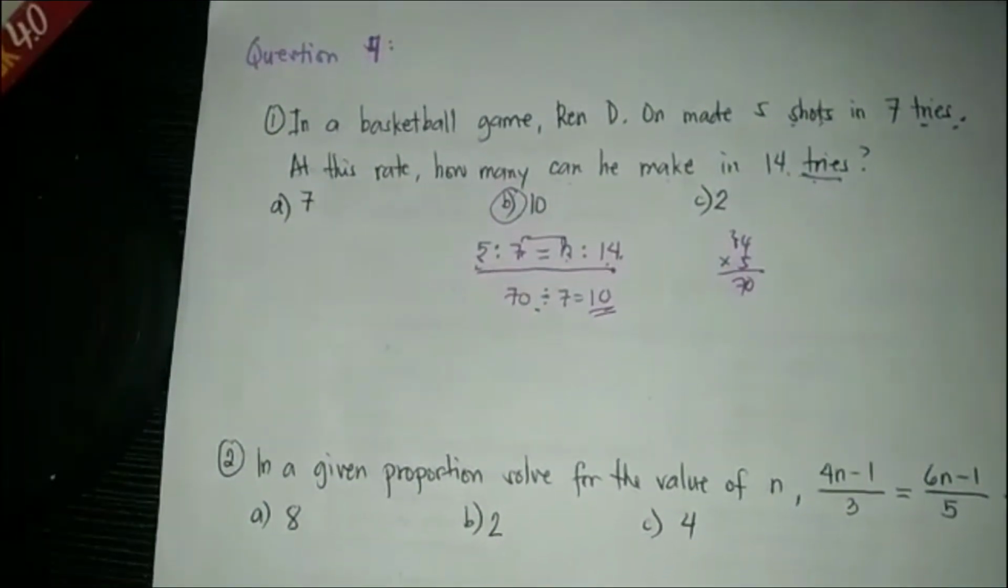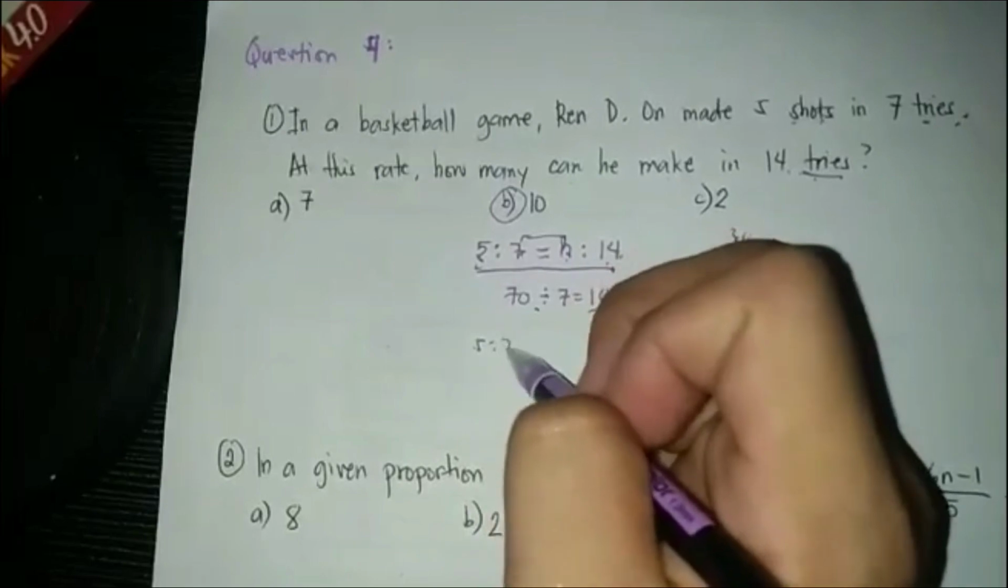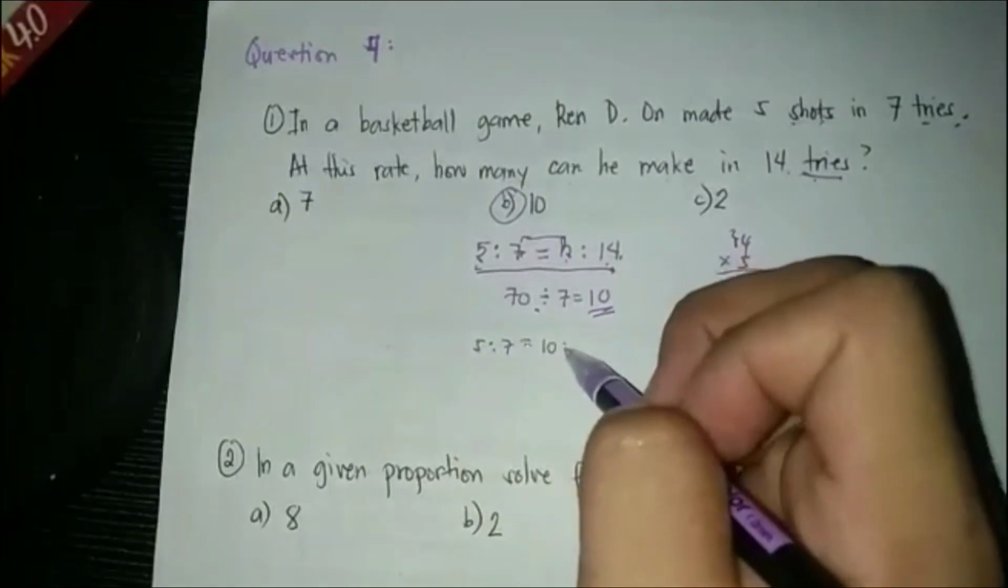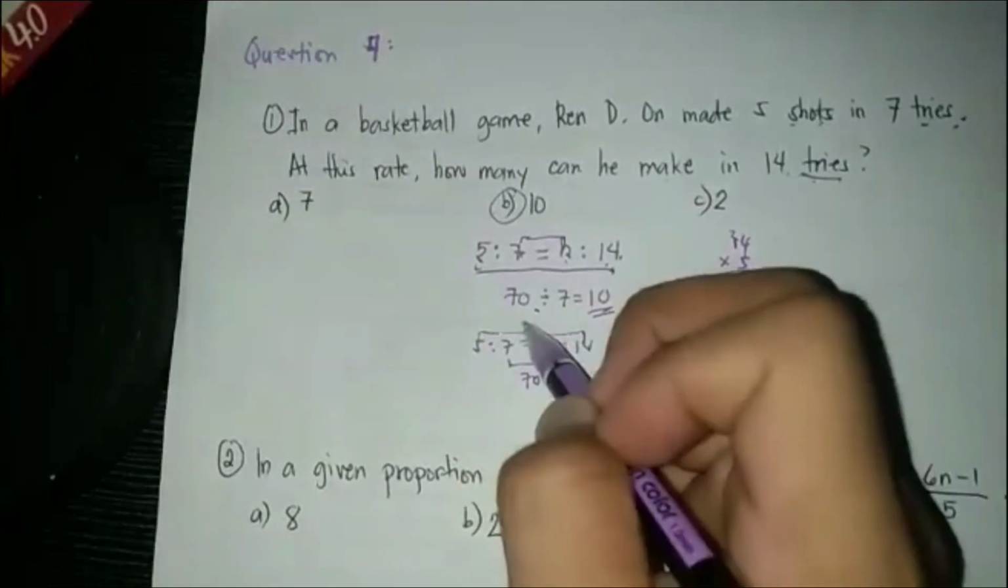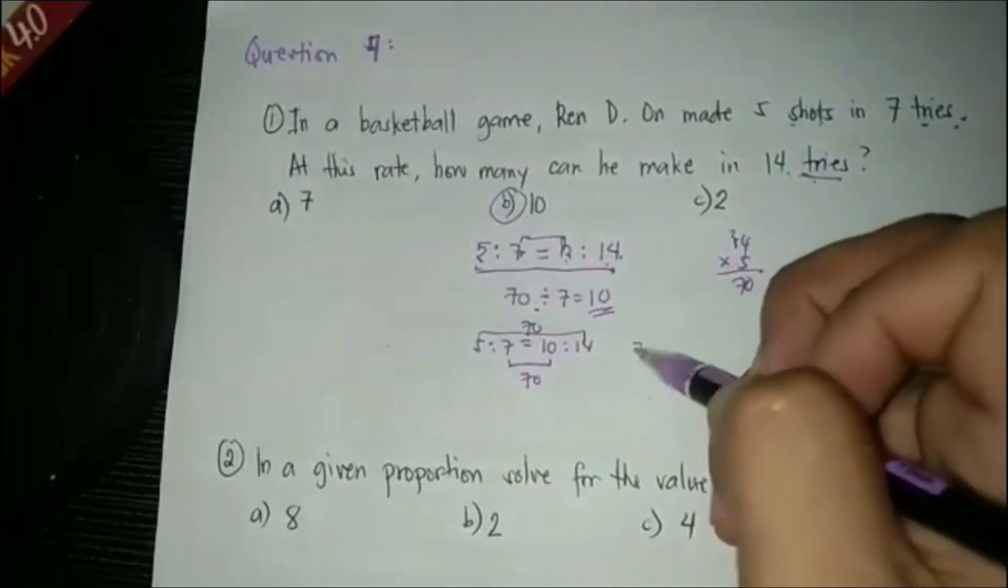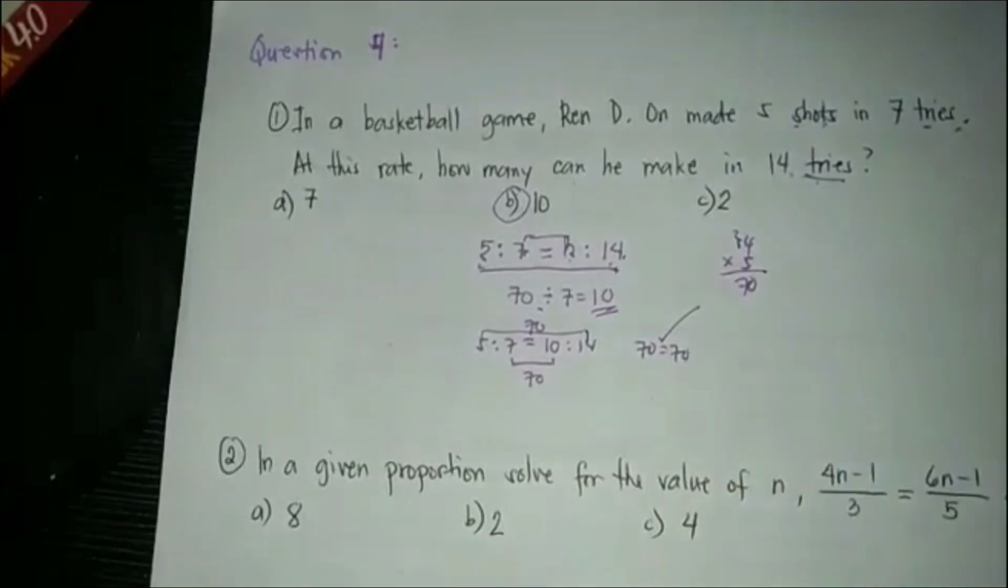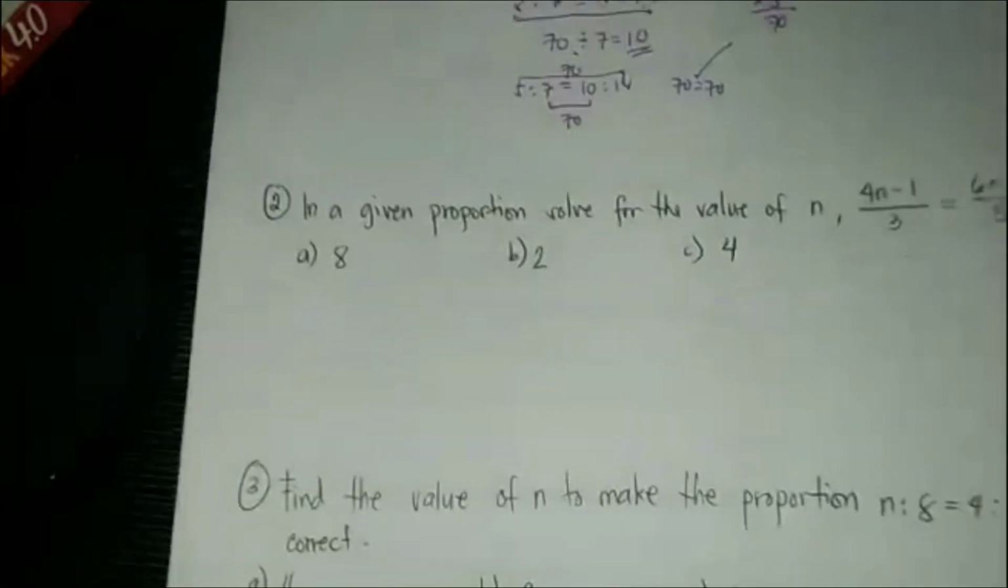Okay, check natin kung tama. So 5:7 equals 10:14. Means 70, extremes 70. 70 equals 70, correct.